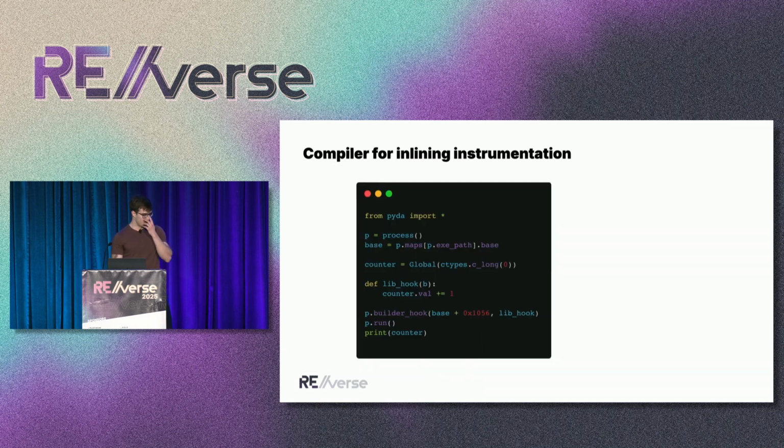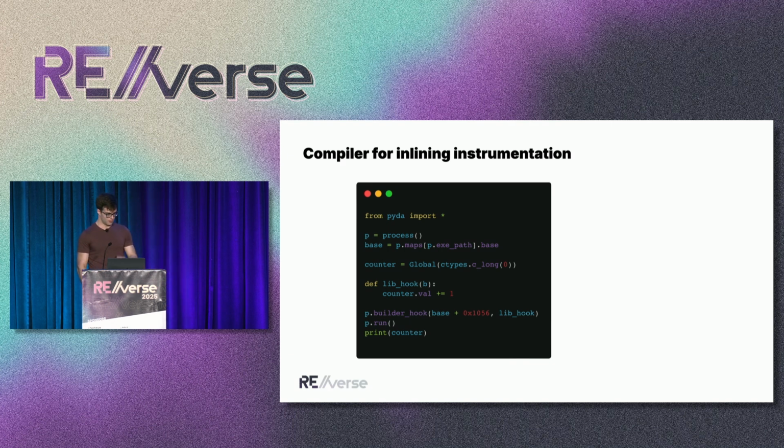Okay, so now we get to maybe the cool part. That was all great, but in all of those examples, the Python hook has to be called from application code, and when we do that, we have to save the entire register state on both sides. So we save it, and then we do the Python call, and then we restore it. We can actually do a lot better if we make a small compiler that inlines the instrumentation that we want.